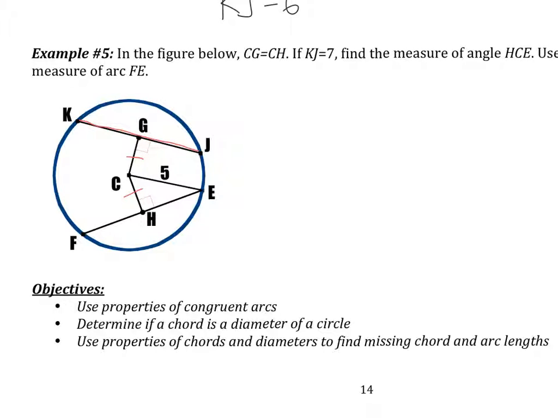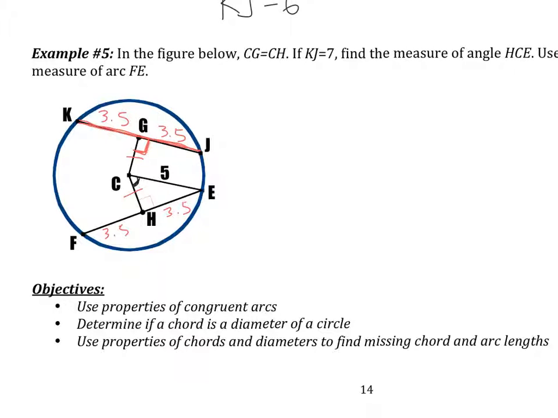KJ is equal to 7. Notice that it is perpendicular to the line coming out of the center. So what can you tell me about KG or JG? They're both 3.5 because they're half of 7, because it gets bisected. Which means that FH is also 3.5 and HE is 3.5. Okay? It says to find the measure of angle HCE. So our goal is to find this angle measure. How do we find an angle?